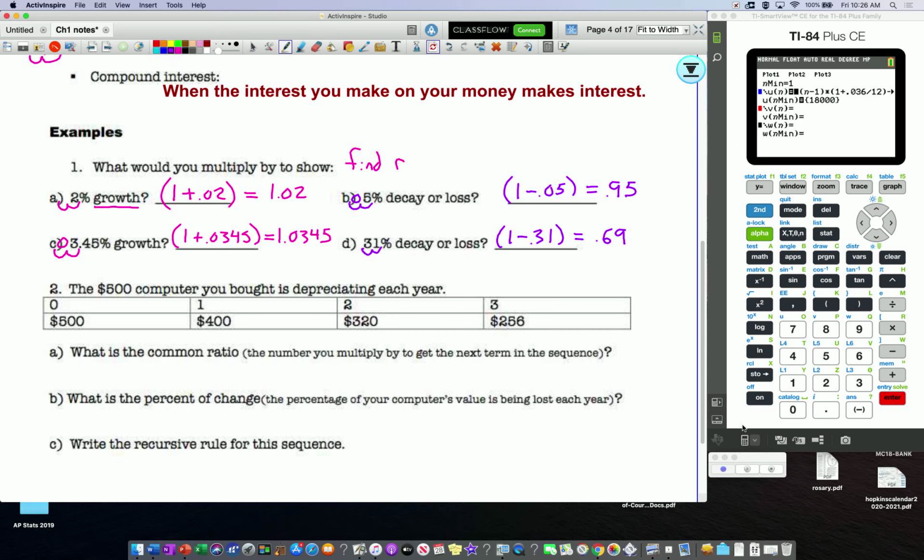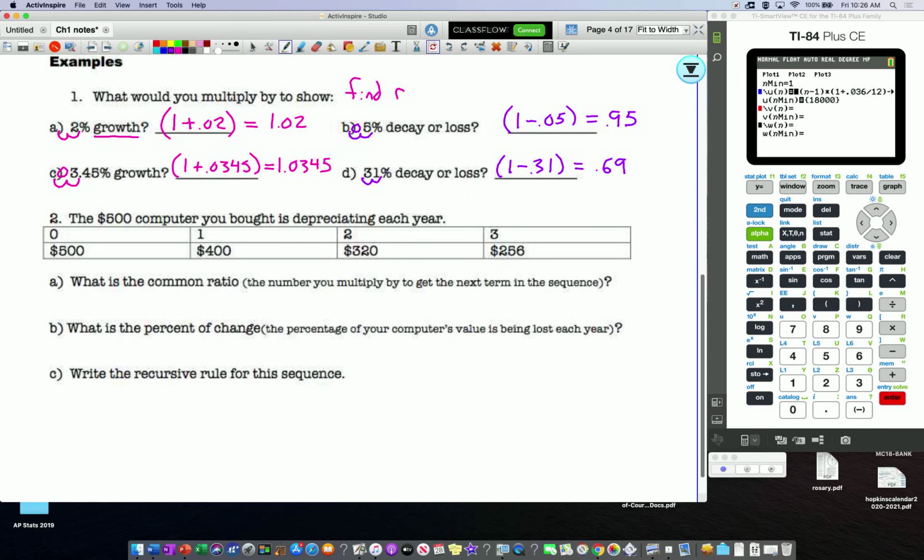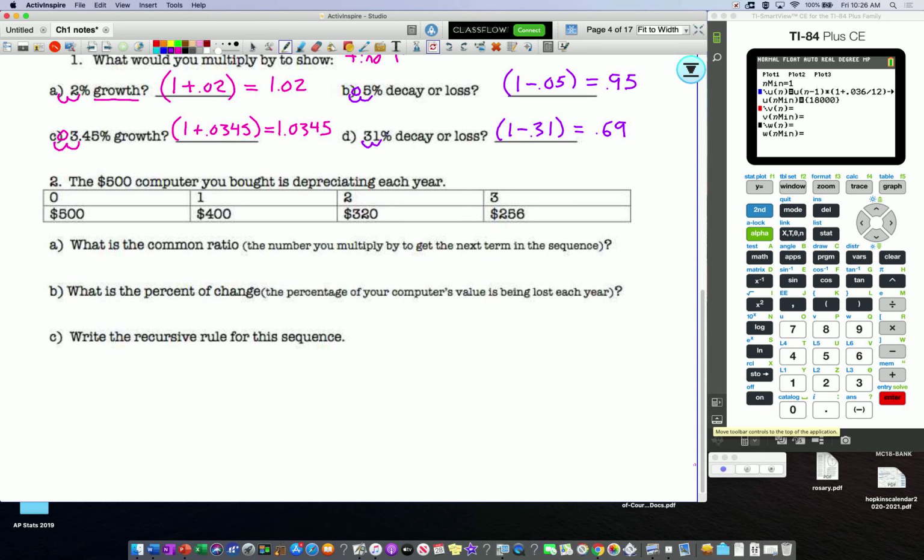All right, number 2 is now we start to put it in a little bit more of a context. So number 2 here says a $500 computer you bought is depreciating each year. So my stepkids bought computers when they went to college so that they had a device to use. And so what happens is over time, it will depreciate. It gets worth less and less. Think about some of you that own your own cell phones.